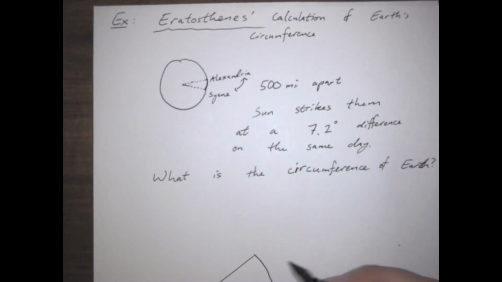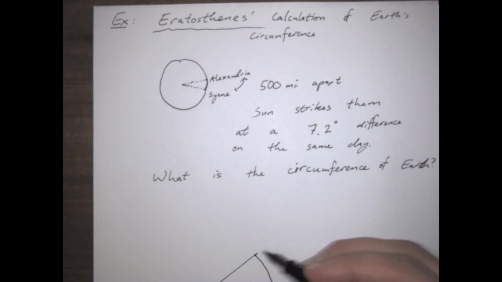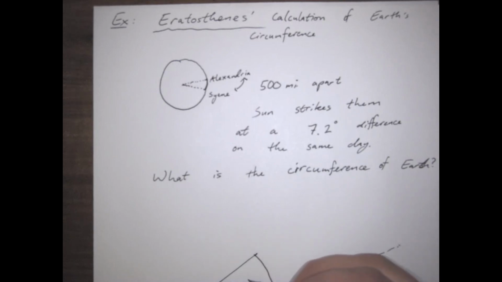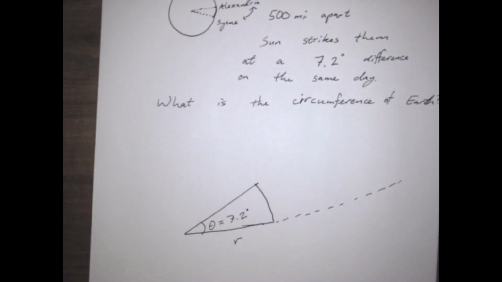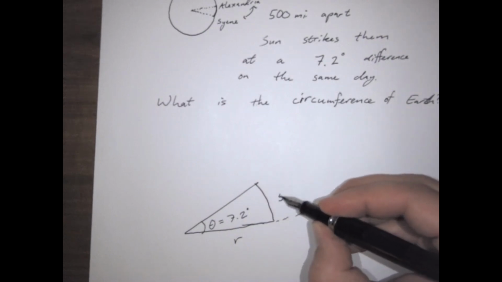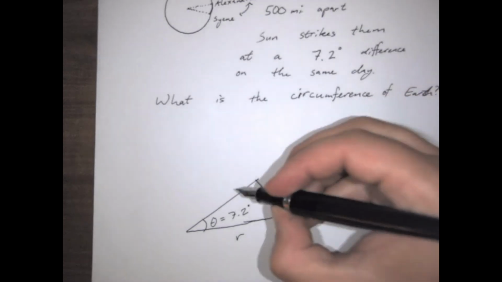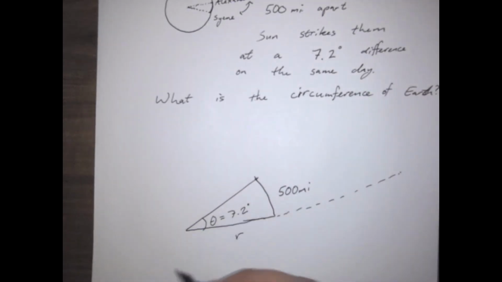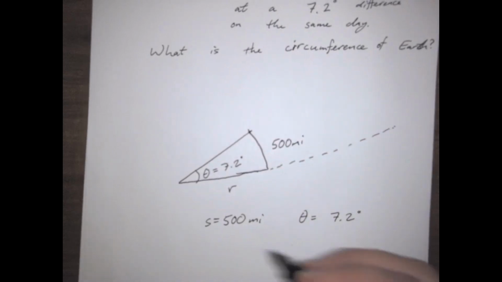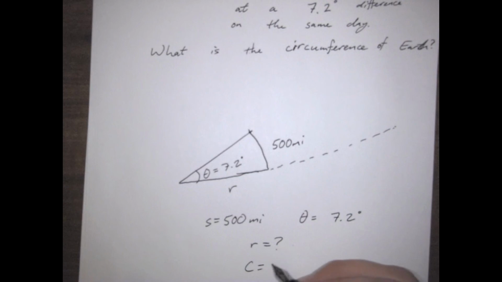Let's say here's the sun. So basically, if it came head on here, then here it was at a 7.2 degree difference. So what that means is that they are 7.2 degrees apart, as the Earth is situated, and that 7.2 degrees corresponds to the 500 mile arc length between them. So what we have here is S equals 500 miles, theta equals 7.2 degrees, and the question is, what is R? R equals what? And circumference also equals what?